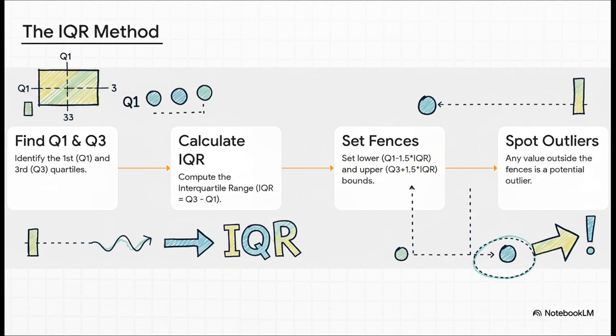Well, a super common technique is called the IQR method. First, you find the range of the middle 50% of your data. That's the interquartile range, or IQR. Then you build these imaginary fences. You go 1.5 times that IQR distance below the start of the middle chunk and 1.5 times above the end of it. Anything that falls outside those fences, we flag it as a potential outlier.